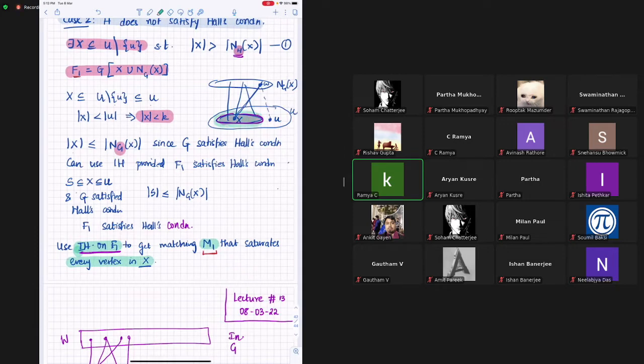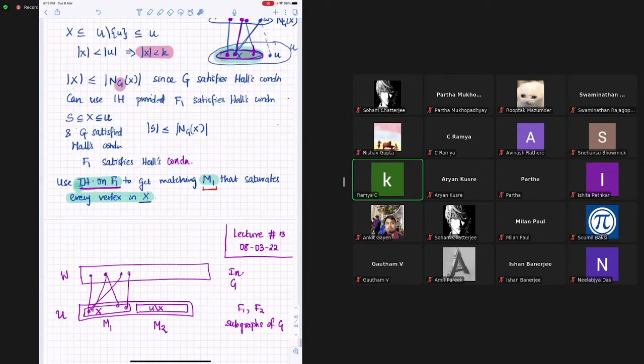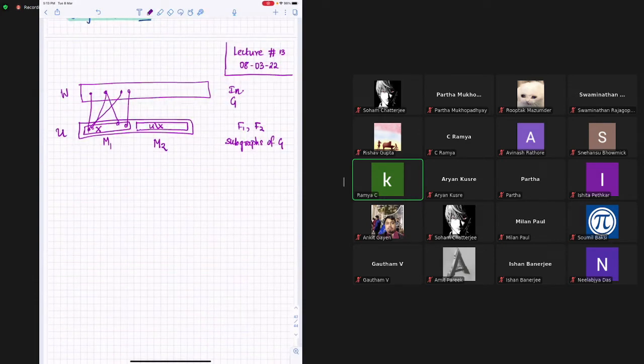So you will find partners here for the vertices in X only. But what is the goal? Remember, you want to find a matching for every vertex in the set U. To do that, what should you do? You must also match this portion. There are remaining portions in U that are not in X. So that portion we have to match. So for that, I have to now define another graph.